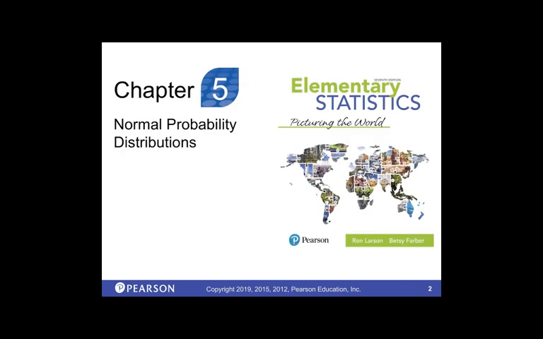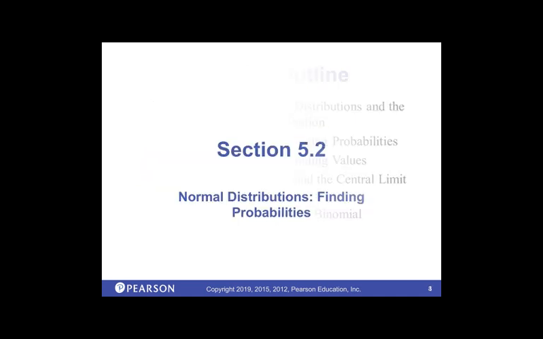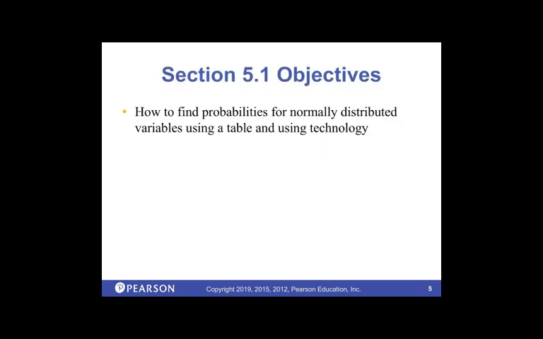So we're going to continue chapter 5, moving into section 5.2, normal distributions and finding their probabilities. That should say 5.2 objectives: how to find the probability for normally distributed variables using a table and using technology.